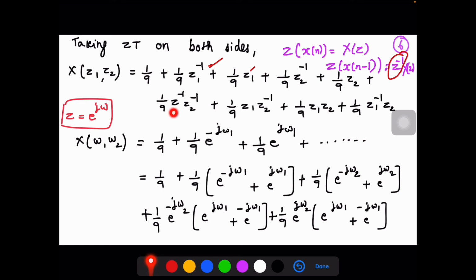Similarly I am trying to find out the Z transform for all the 9 components, and there is a relationship between Z transform and DTFT, that is z is equal to e power j omega. So substitute z everywhere with e power j omega and try to rearrange very comfortably and try to group your e power minus j omega 1 plus e power j omega 1, so that you are trying to express in terms of cos theta, okay. You know that e power j theta plus e power minus j theta by 2 is your cos theta. So in that way you should be comfortable in writing it.